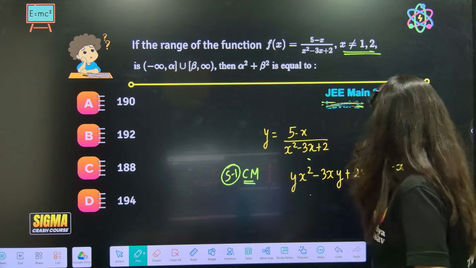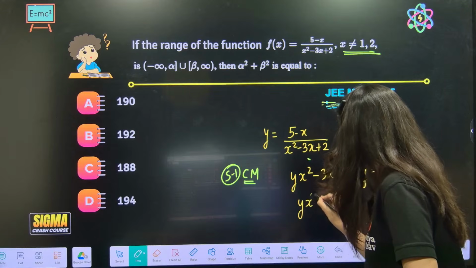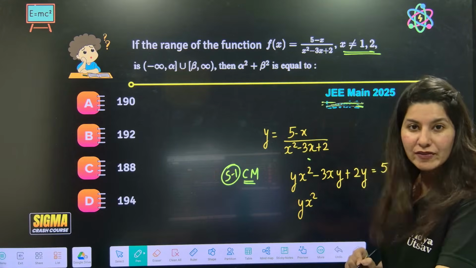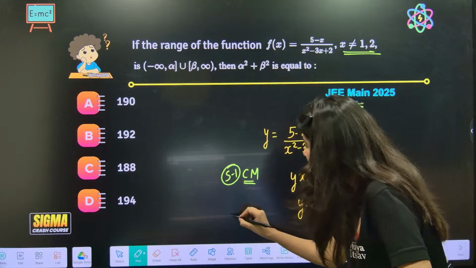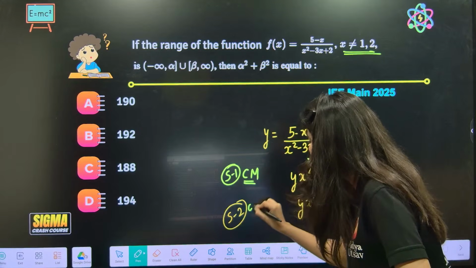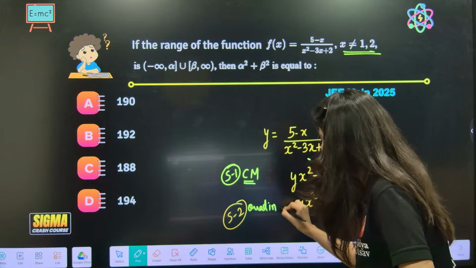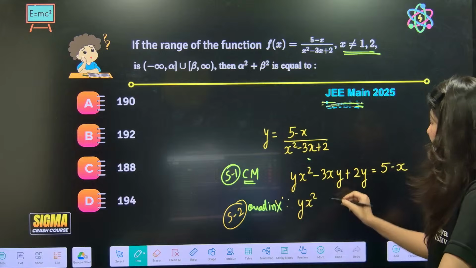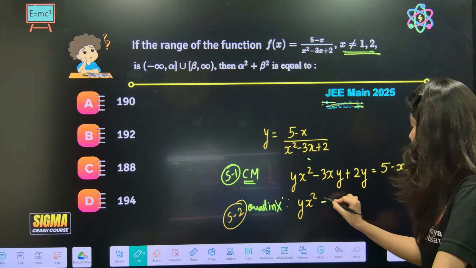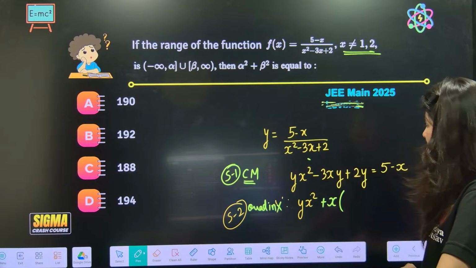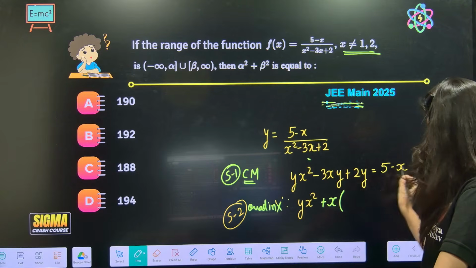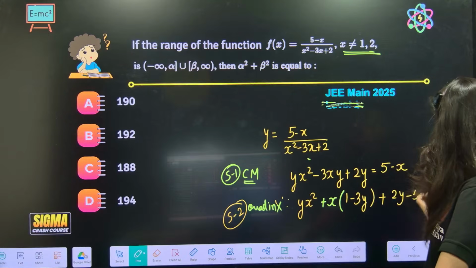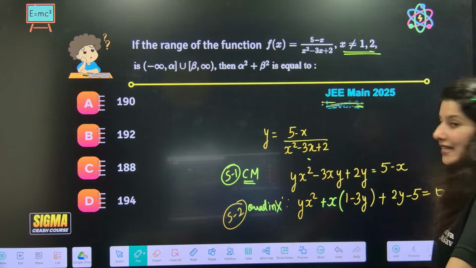Okay. So over here it will be yx square. Then step number 2 is to create a quadratic in x. So x square, yx square, right? In x, then we have plus x and minus 3y. So it is going to be 1 minus 3y, correct? Plus 2y minus 5 is your constant. Can you see the format, quadratic in x?